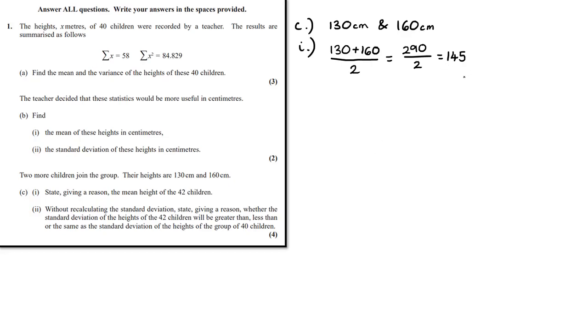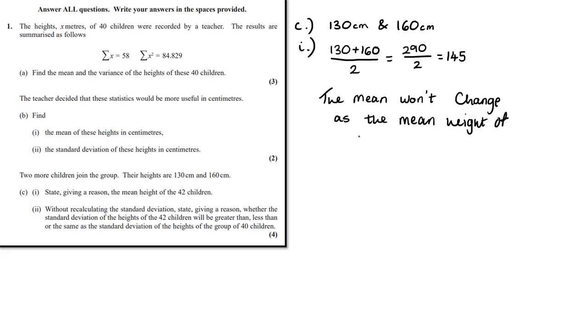So because this is 145, what we can say here is the mean won't change, as the mean height of the 2 new children is also 145. Okay, so that's all we need to say there for part 1 for C.